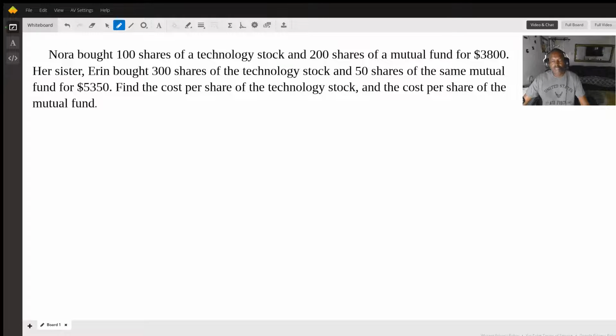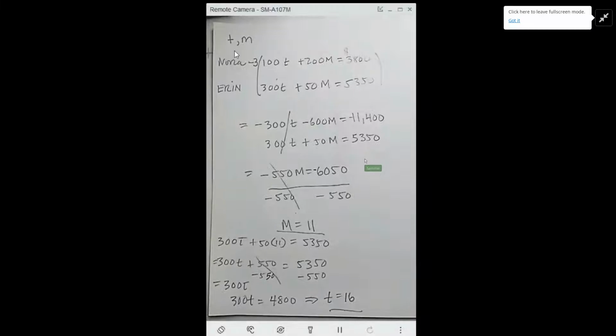So we're going to find the cost per share of each stock. We're going to set up a system of equations. Let T and M be our variables, T for technology, M for mutual fund. Nora bought 100T plus 200M for $3,800. Erin bought 300T plus 50M for $5,350.